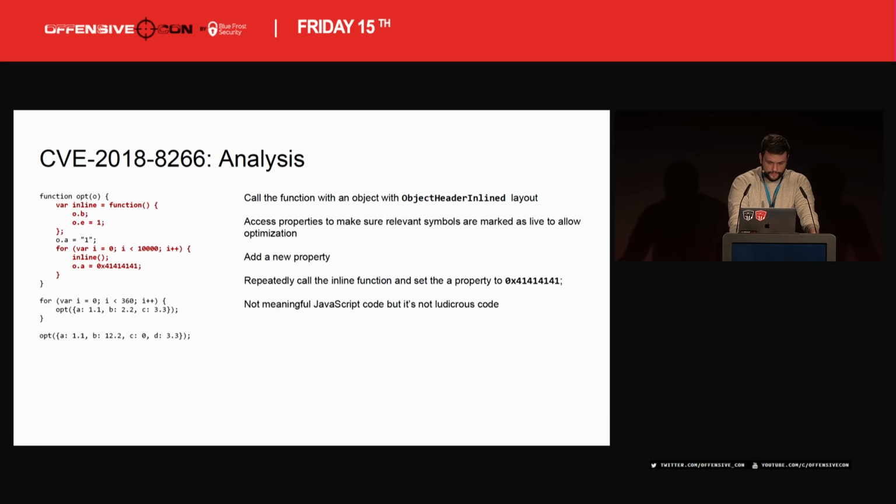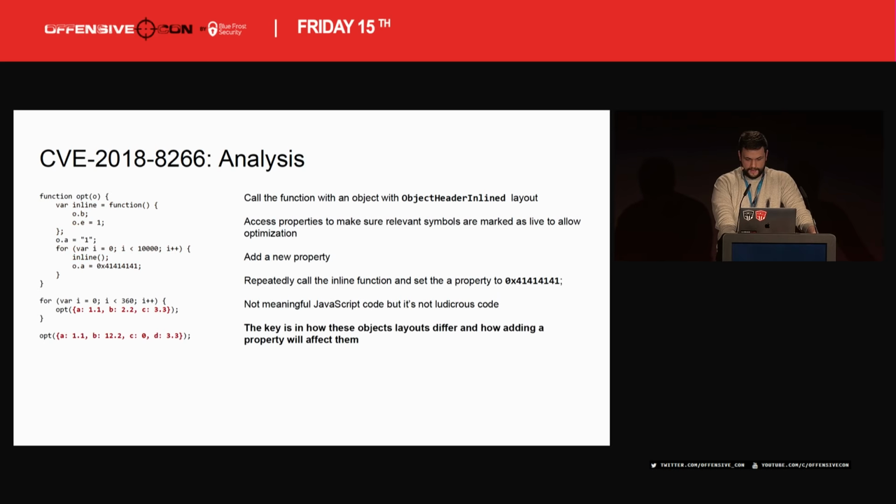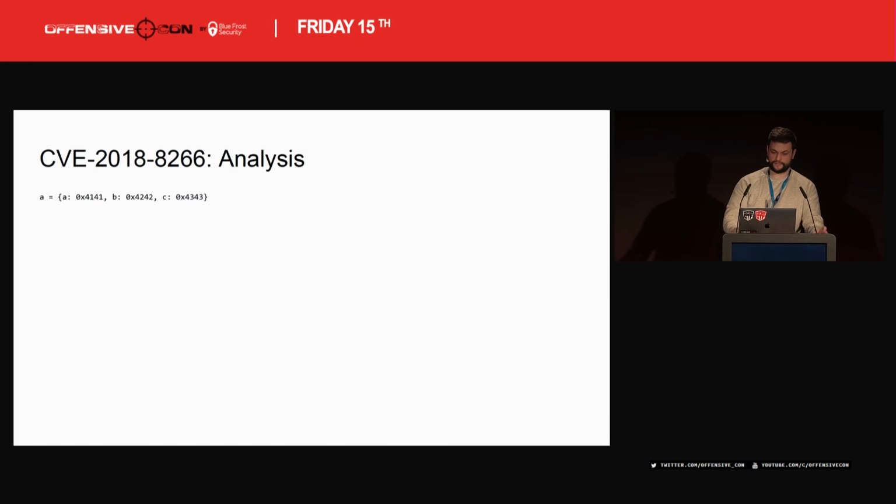So it's not anything meaningful. I doubt that you're going to write JavaScript code like that because I wouldn't see the point, but it's not ludicrous either. It doesn't rely on any kind of weird features like getters, proxies, or anything. So we would expect the thing to run fine. And the key to understanding the debugging is how things will differ when I call it with a scalar object that has 3 properties and a scalar object that has 4 properties. So let's look at that now.